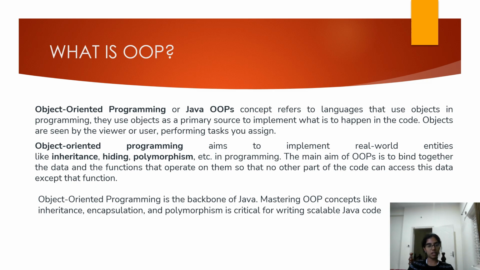Now, object-oriented programming aims to implement real-world entities like inheritance, data hiding, polymorphism, and abstraction in programming. The main aim of OOPS is to bind together the data and functions that operate on them so that no other part of the code can access this data except that function. Object-oriented programming is the backbone of Java. Mastering OOPS concepts like inheritance is critical for writing scalable Java code.